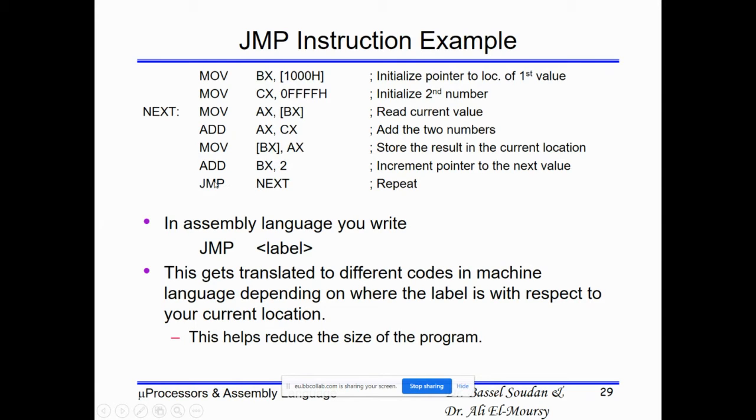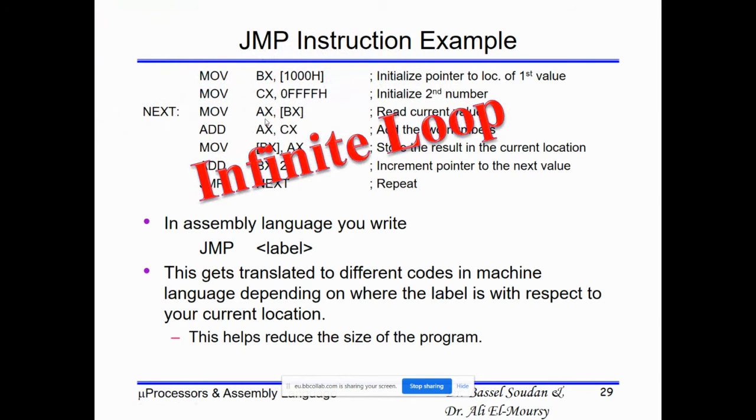The jump here is actually supposed to make my loop iterations. So jump will make me jump back to the first instruction. But is this a healthy for loop? The answer is no, because this jump is unconditional, meaning every time I reach the jump, I will go and jump to this location. So this is what we call an infinite loop.